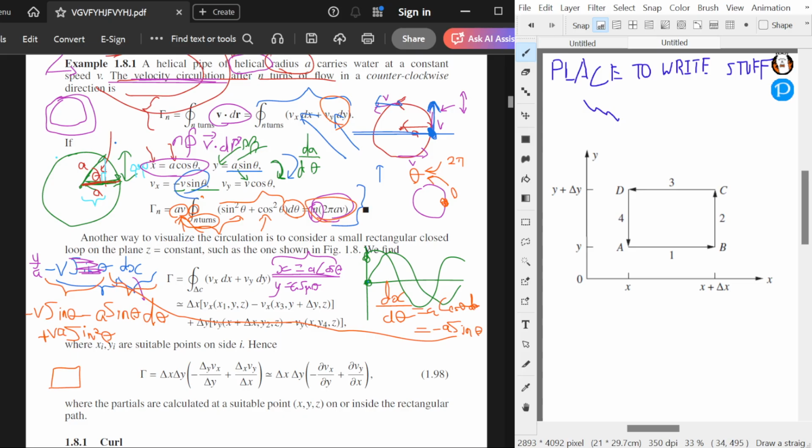Another way to visualize circulation is to convey small rectangle closed loop on planes to equal constants such as this. Circulation is this. And now we're going to integrate 4 times. One for here, one for here, one for here, one for here. So this is basically like 8 terms in disguise. Well, I guess maybe some cancelled out because I'm seeing 6 here.